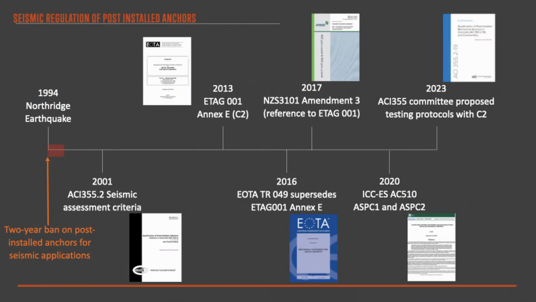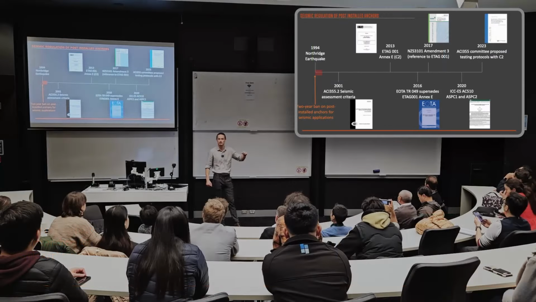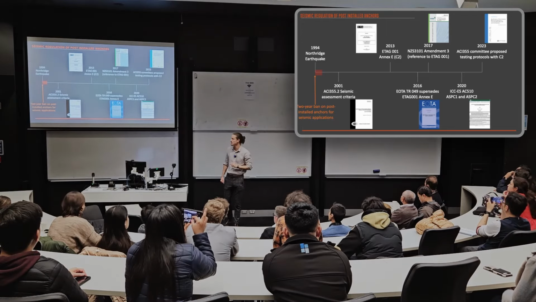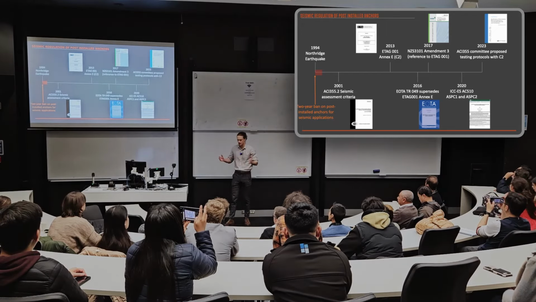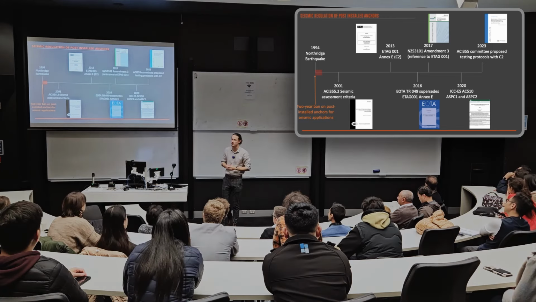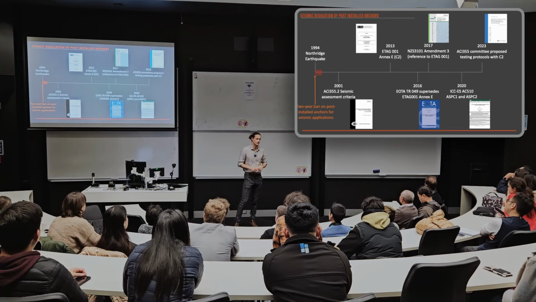This is a timeline from that point. There was initially a 2-year ban completely on post-installed anchors for seismic applications in concrete in the US. This mainly affected the West Coast, so your California, Oregon, Washington states. There was a lot of research in this period, but the first performance testing criteria wasn't actually published until 2001, which was the ACI 355 guidelines.